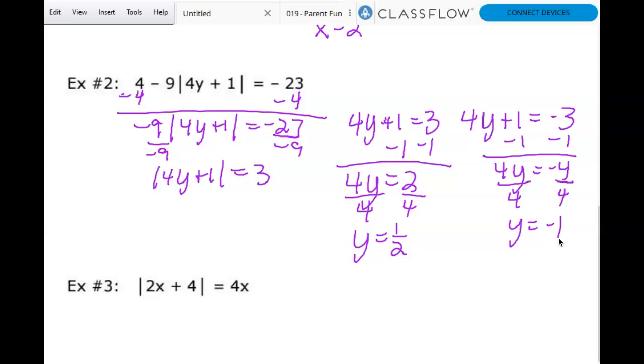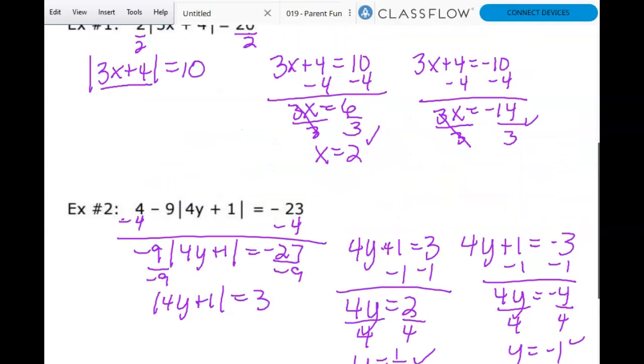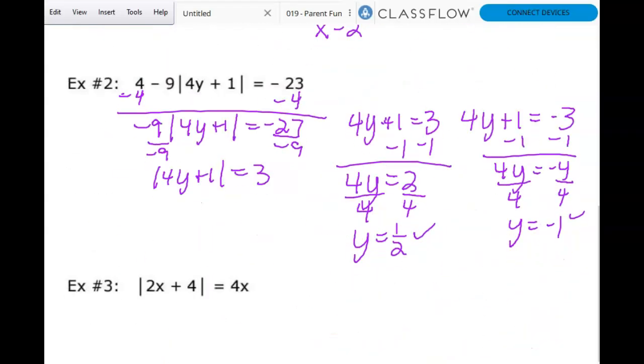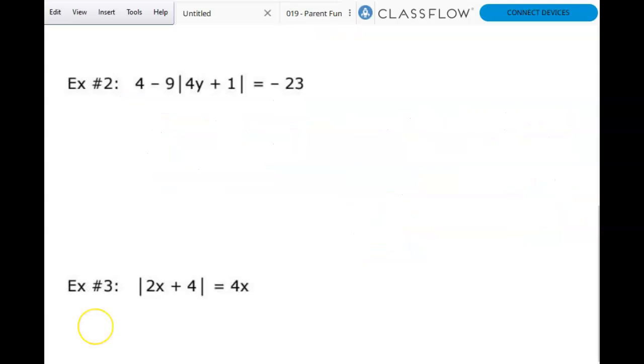All right. So see if you got the right answers. Did anybody check these? Did they work? They both work. Okay. They both work. All right, for example 3. Okay. So, is the absolute value isolated?